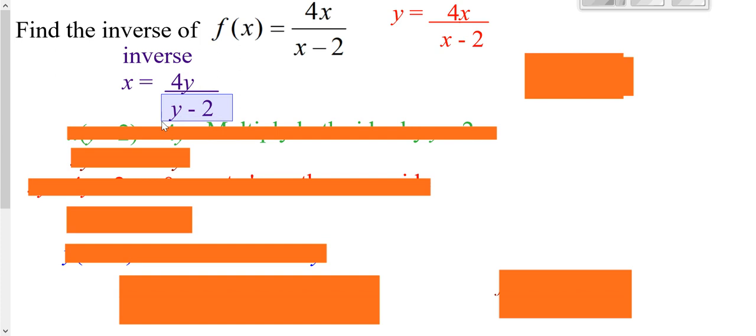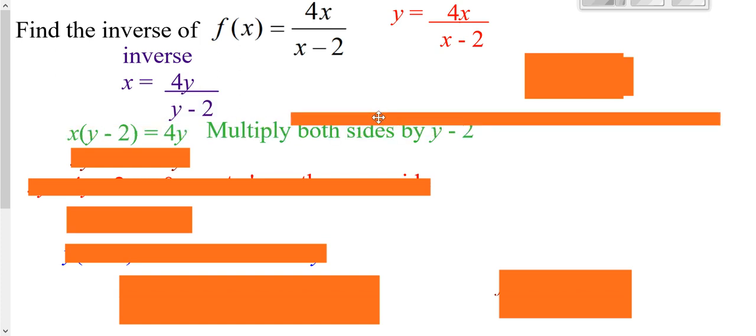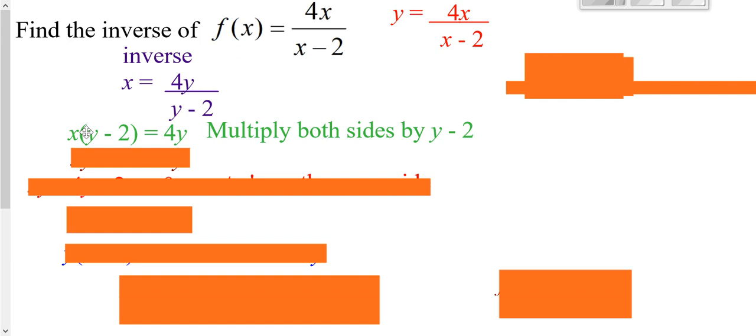So we're going to have to multiply both sides by y minus 2 to get rid of the dividing by y minus 2 that it says. So if we do that, we get this. So now I'm going to just distribute through. I get this. Now I need to try to solve it for y.